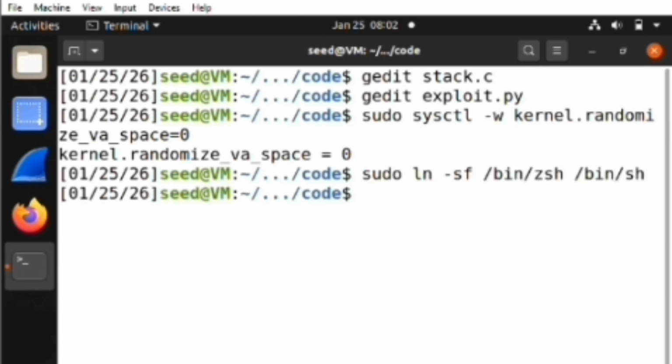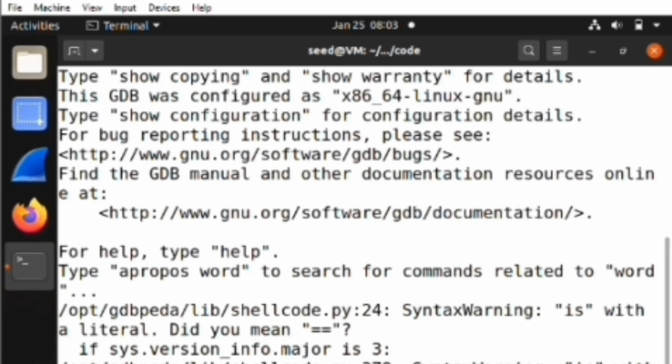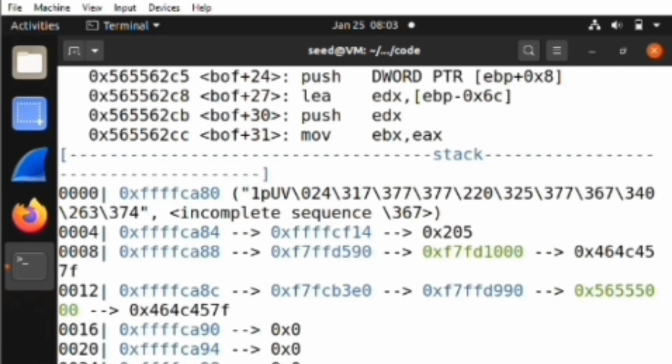Buffer overflow vulnerabilities mostly occur due to poor programming practices, especially in low level languages like C and C++, where the programmer has direct access to memory, but the language itself does not automatically enforce boundaries. So, if the programmer forgets to validate input or uses unsafe functions like gets or scanf without any size limits, the program becomes vulnerable.